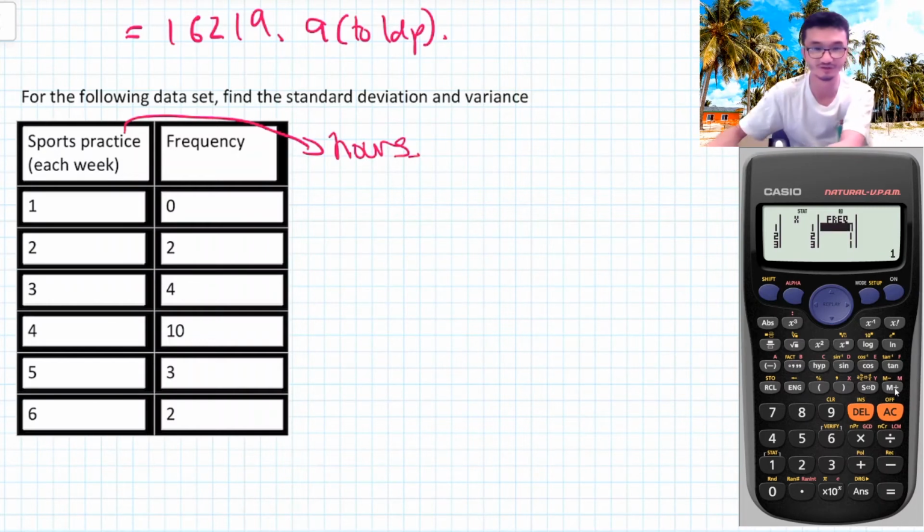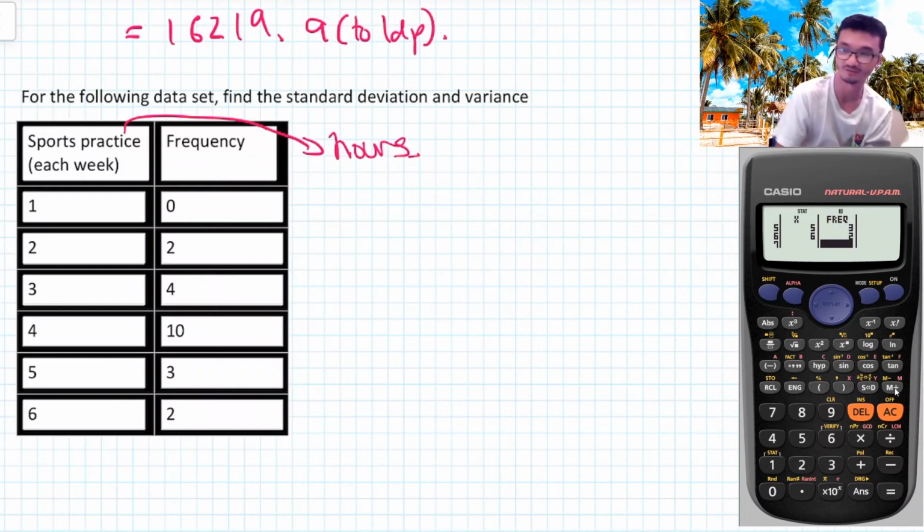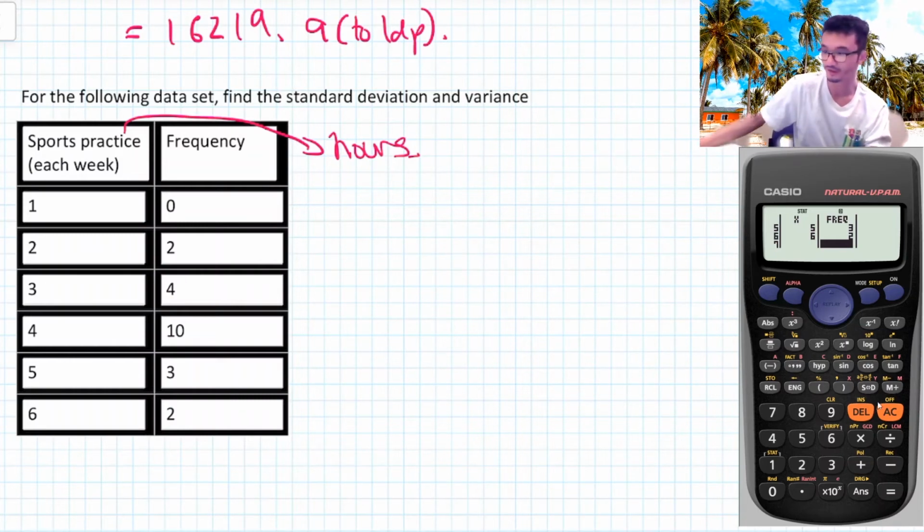So you just navigate with your arrow buttons again. So we go 0, 2, 4, 10, 3, 2. And see, that's a lot easier than inputting that number in multiple times. I just edit the frequency and then I'm done. Okay, so then let's go back to shift 1 for accessing that information.